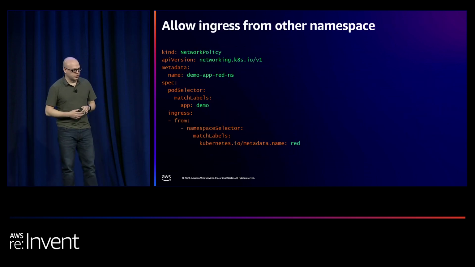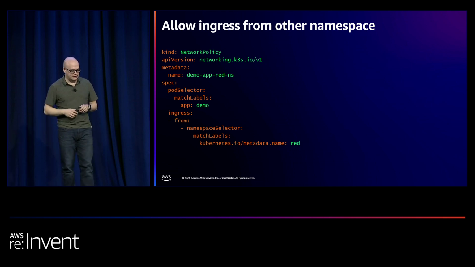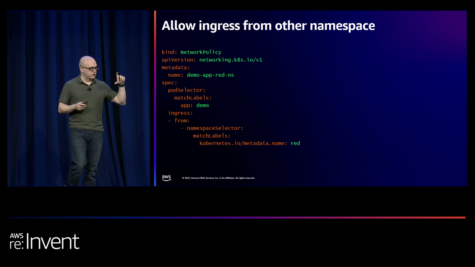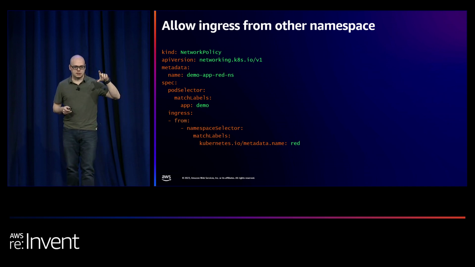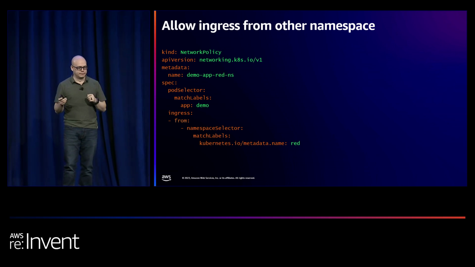So what does an example of this look like? You might have a network policy like this. This is a Kubernetes network policy. The name is demo-app-red-ns. The first part of the spec here says podSelector, so this applies to any pods that have the label app: demo.